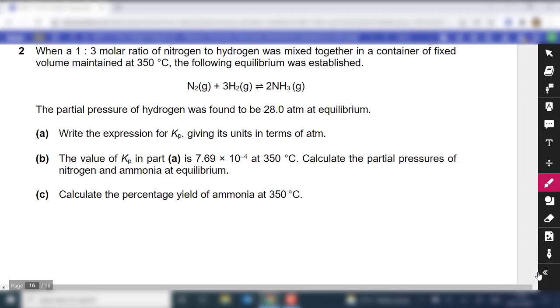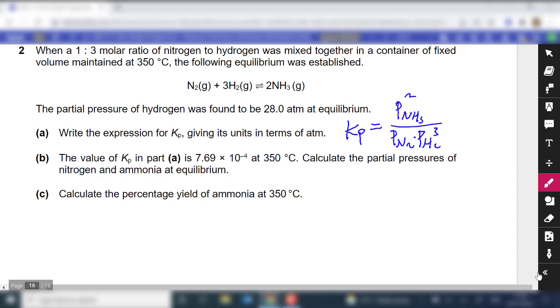Yep, so part A is a very standard question. I'm sure you do anticipate that. So they are asking you to write out the Kp expression in terms of partial pressure. So that would be Kp is equals to the partial pressure of NH3 squared over partial pressure of N2 multiplied by the partial pressure of H2 cubed. And then I'm supposed to give the units, so that would be atmosphere squared divided by atmosphere to the power of 4, so therefore the units will be atmosphere to the power of minus 2.